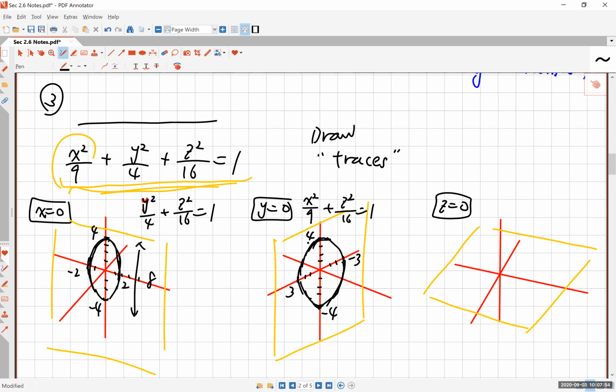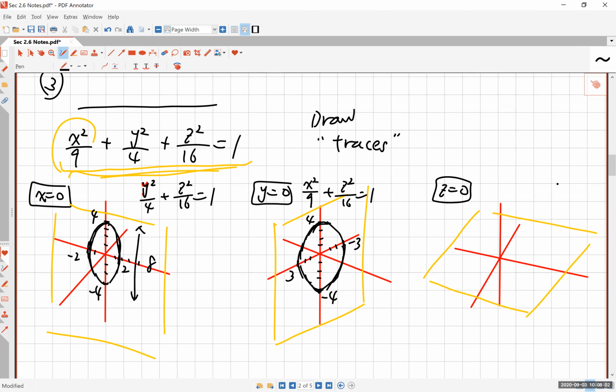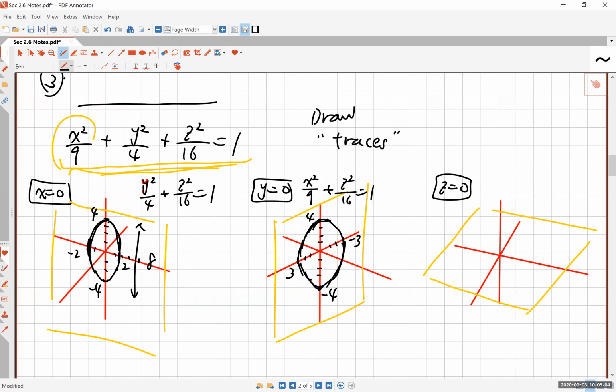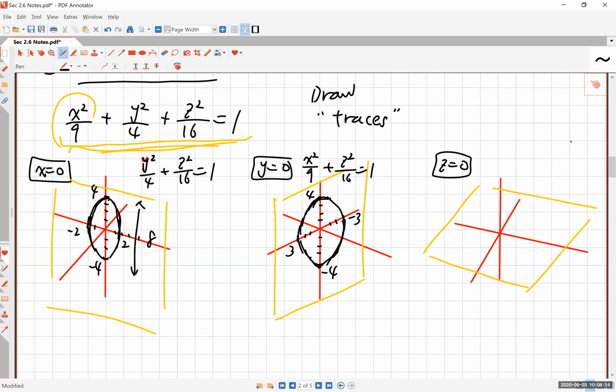By the way, you need to do this on your own, not just watch me do it, because there's nothing like doing this on your own paper. That's how you learn. You don't learn mathematics by just watching videos. Hands-on. So try to keep up with this by taking your own notes.